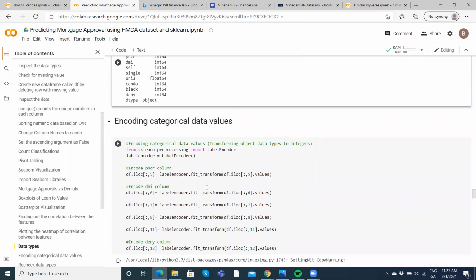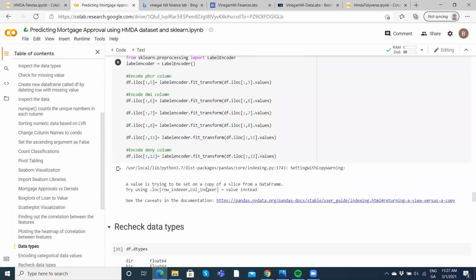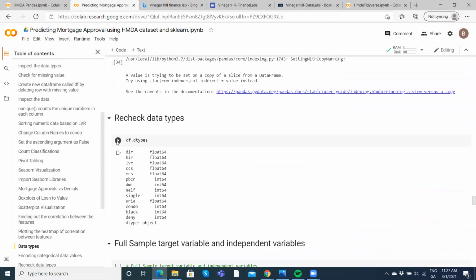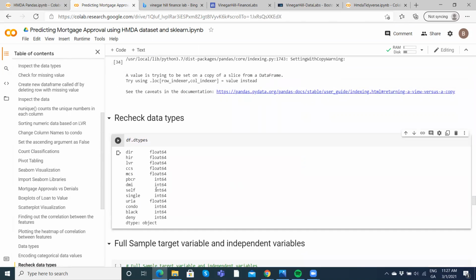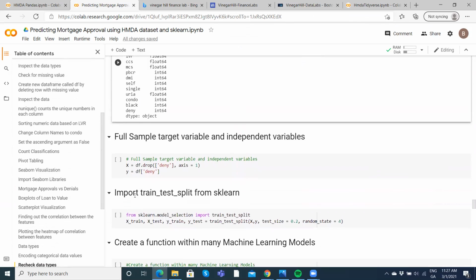Now we've already changed the designation to categorical variables, and we can see when we output the data types, the categorical variables, the PCBI, the PBCR, DMI, and so on, they now are categorical.